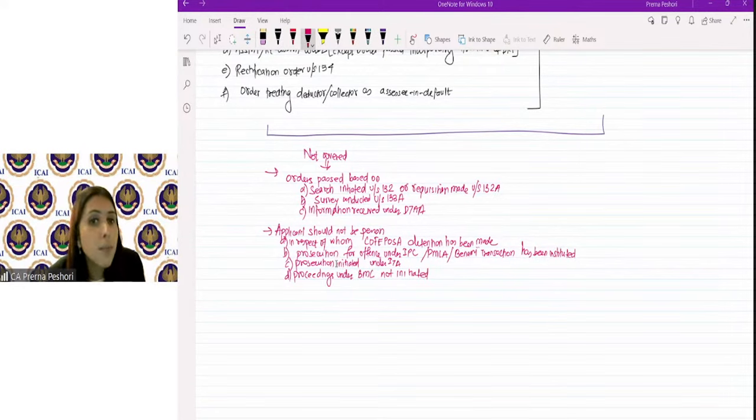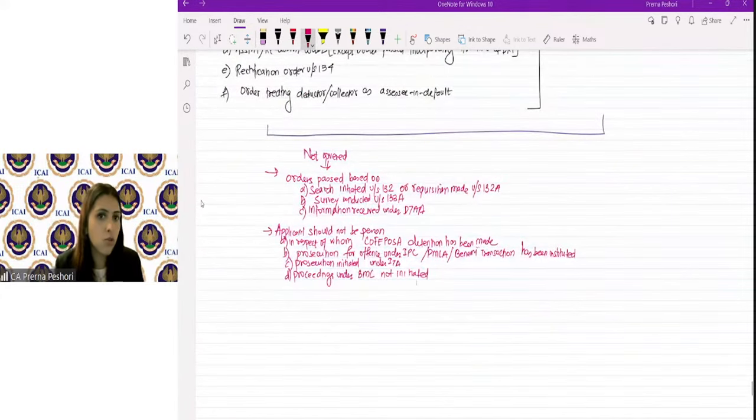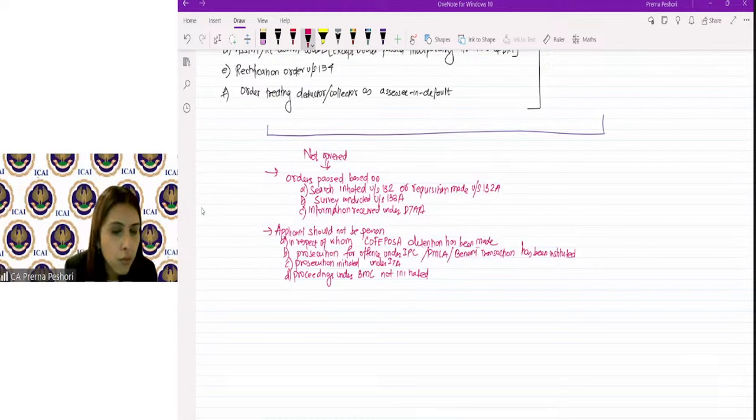Now, who is a specified person over here? One who fulfills the conditions: that the total income is less than 50 lakh and additions are less than rupees 10 lakh, and it is not covered under any of these prosecutions. Now, what is the time limit for filing the application? In case the appeal has already been filed and is pending before the CIT(A), the application can be filed within 1 month from the date of receipt of the order.